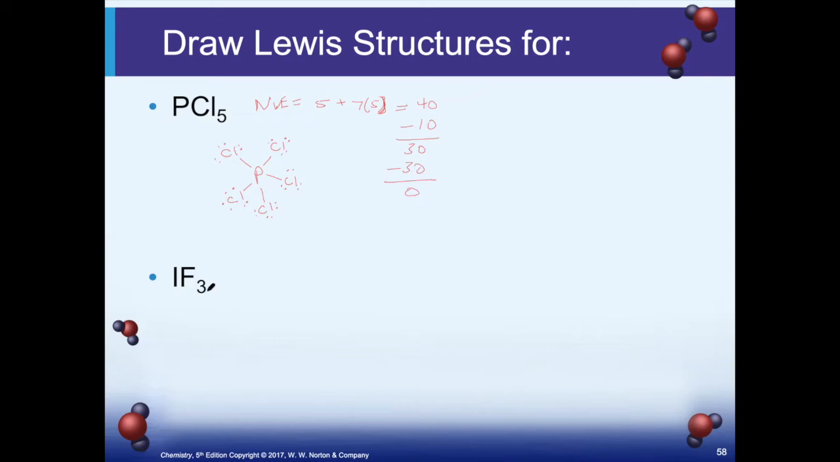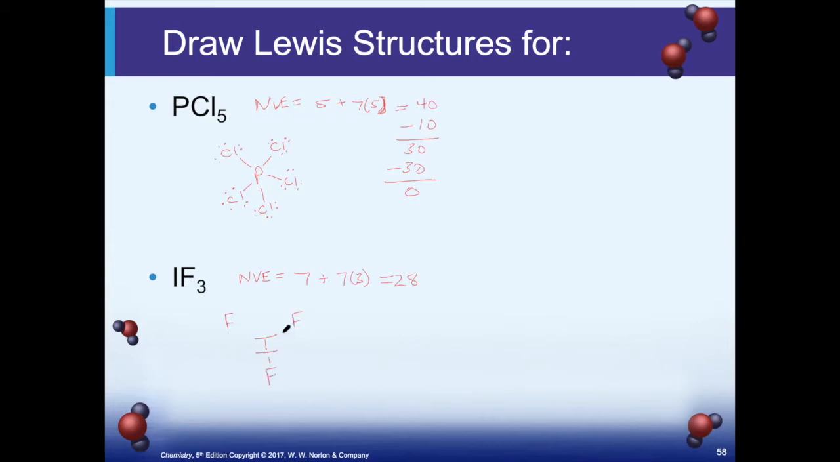Okay, so another one, IF3, iodine trifluoride. So the number of valence electrons here is we have 7 for the iodine, and we have 7 times 3 for the fluorines. So that's a total of 28, essentially 7 times 4, right? And so I have to pick a central atom. I have 1 iodine, so I'll put that in the middle, and I'm going to put the 3 fluorines around it.